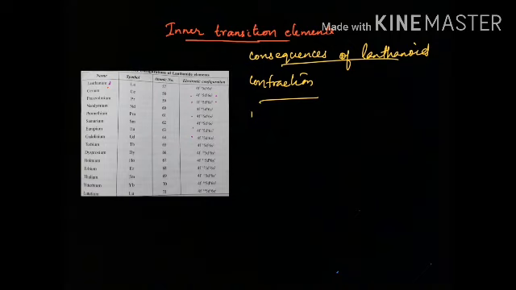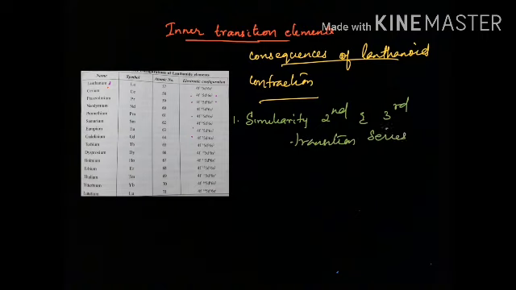What are the main consequences of lanthanoid contraction? The lanthanoid contraction can result in mainly three effects. The first one is that, as we discussed in the transition elements, some of you have asked me a doubt regarding this, and I replied that I will explain it when we take lanthanoid contraction. That is the similarity of the second and third transition series. Okay, that is one of the consequences of the lanthanoid contraction.